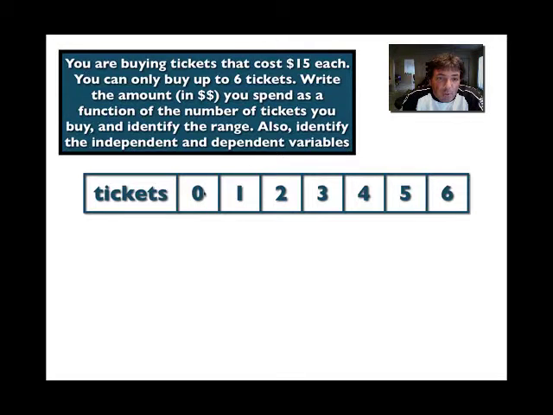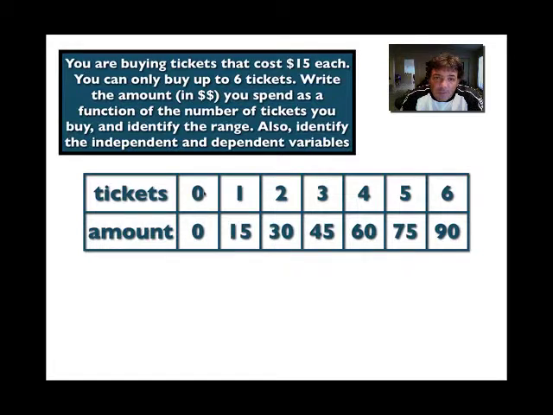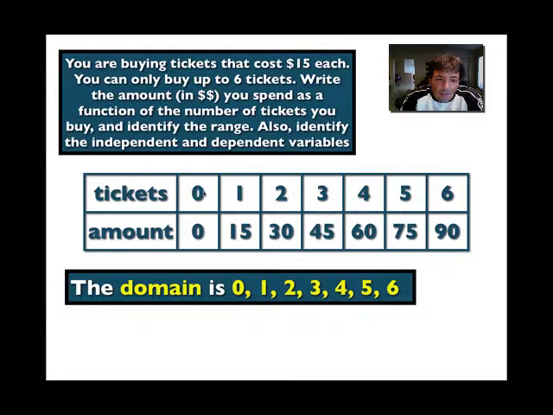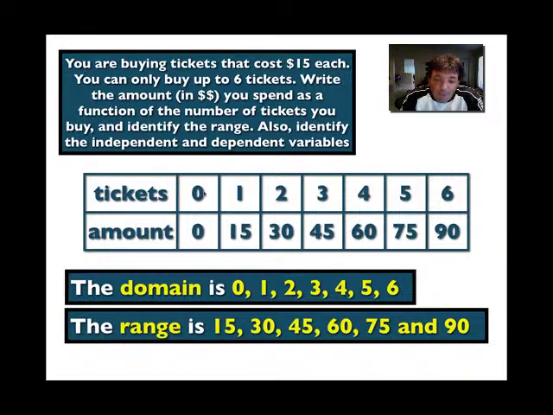Now, finding the range is pretty simple. We just multiply each of those by 15, and these are the numbers that we get. So 1 ticket's $15, 2 tickets are 30, 3 are 45, and so on. So when it says to identify the range, we just did that. The range is going to be 15, 30, 45, 60, 75, and 90. And actually 0, too, should be there. I don't know why we'd have 0, because if we're going to buy tickets, we're going to buy at least 1, right?